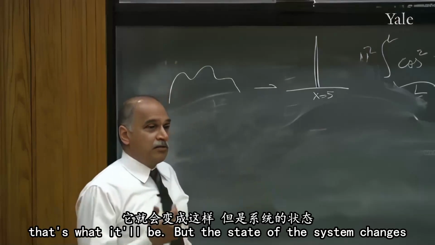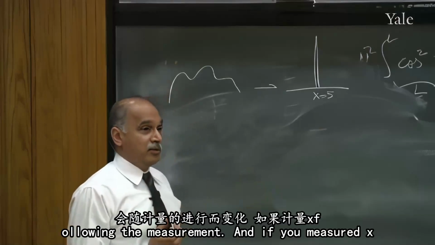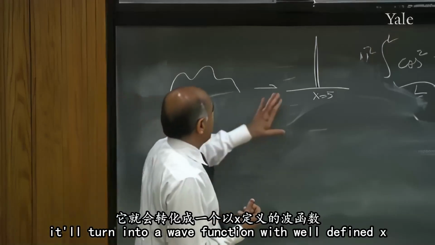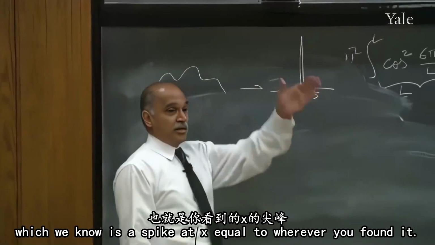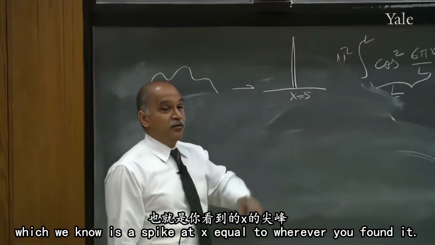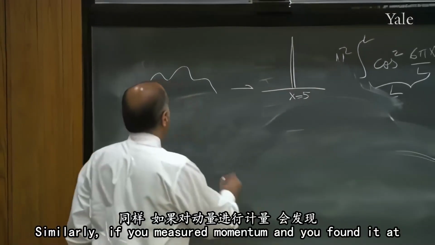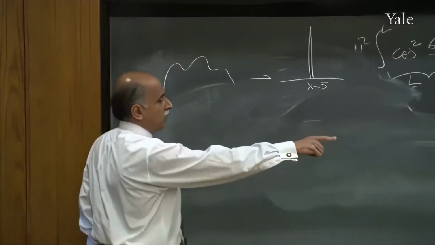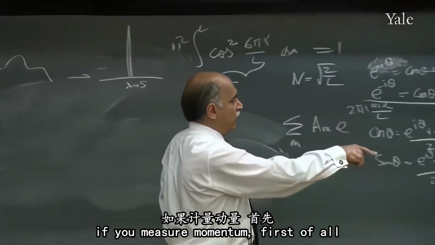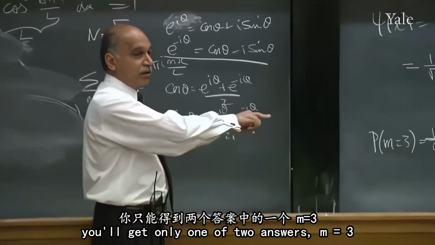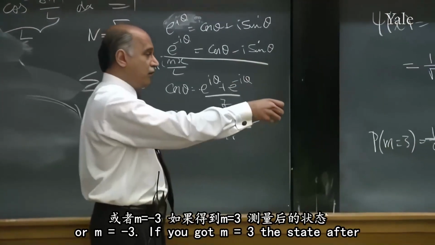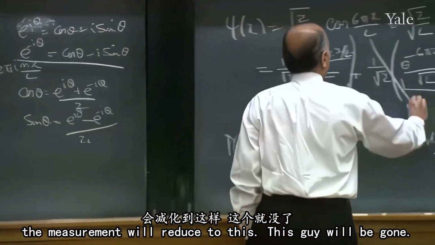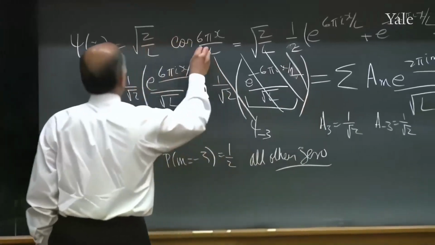But the state of the system changes following the measurement. And if you measured x, it will turn into a wave function with well-defined x, which we know is a spike at x equal to wherever you found it. Similarly, if you measured momentum, first of all, you'll get only one of two answers, m equal to 3 or m equal to minus 3. If you got m equal to 3, the state after the measurement will reduce to this. This guy will be gone. This will be the state.